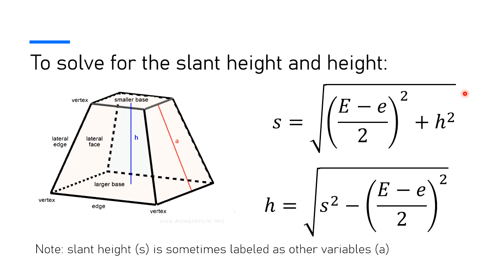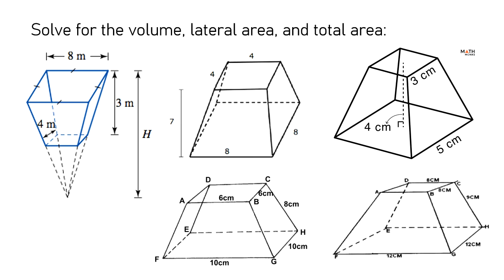If slant height or height is not given, we use the following formula. Take note that in some cases, slant height S is sometimes labeled using other variables. In our illustration, they use A to label the measure of the slant height. Now let us discuss some examples.